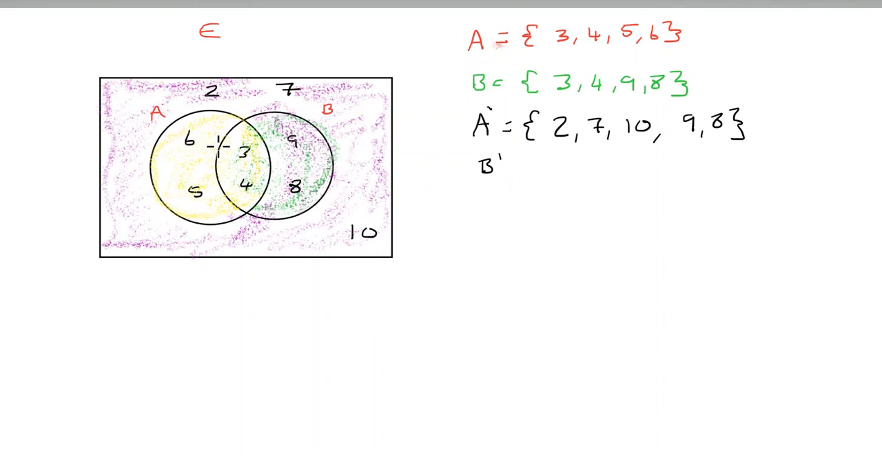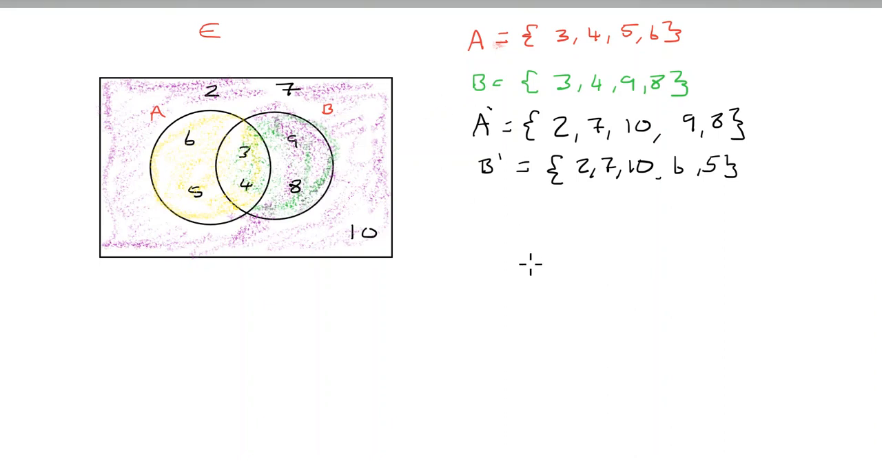If we were to think then of B complement, B complement is going to be everything that's inside A and the universe, but excluding what's inside B. So B complement is going to be 2, 7, 10. They're inside the universe. 6 and 5. So that's what's known as B complement.